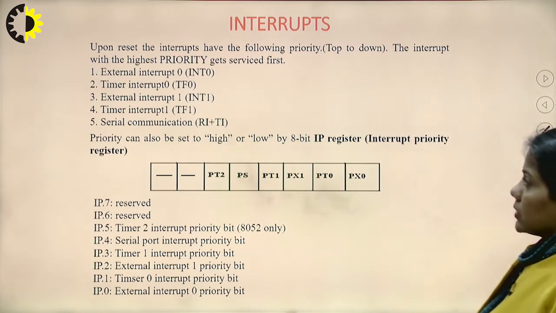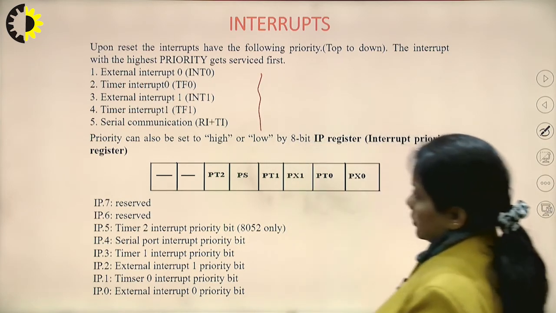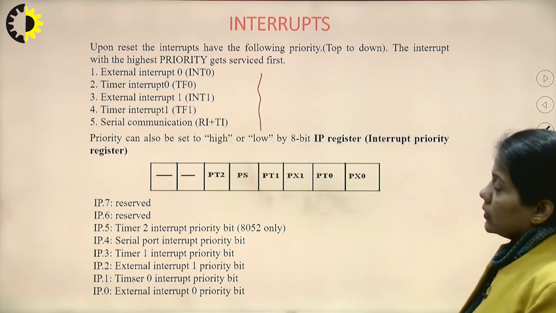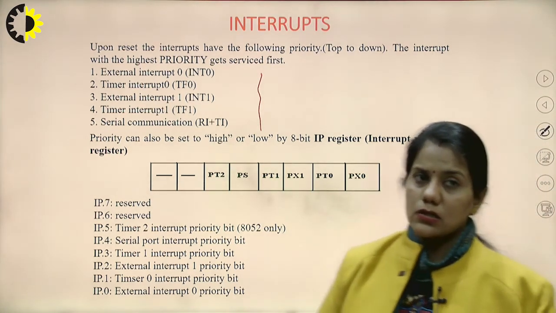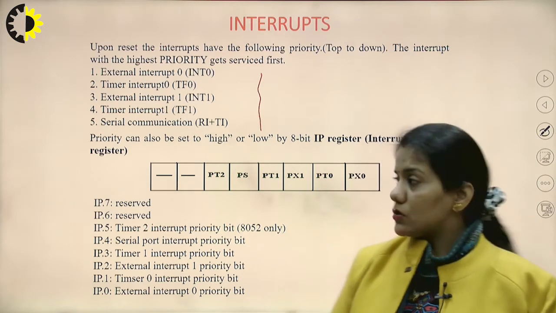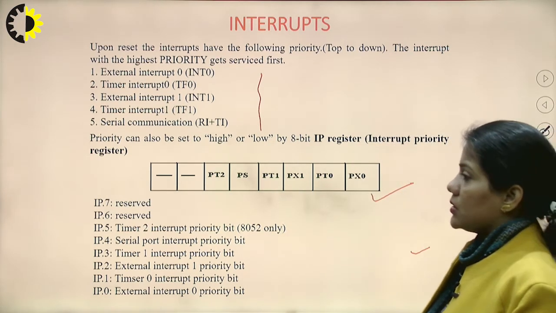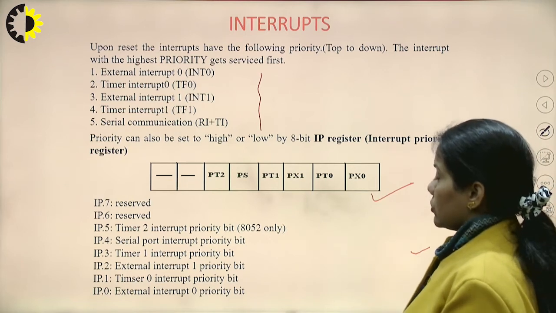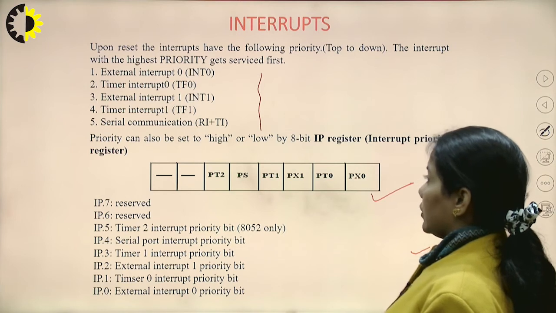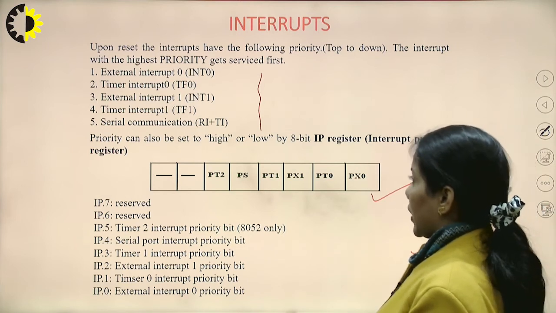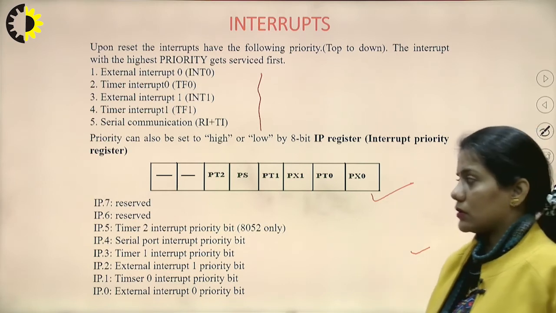Again, we can also set the priority. This is the default priority of the interrupts, with external interrupt 0 having the highest priority. So basically the interrupt that has the highest priority is serviced first, and so on. Now this is the register in which the priorities can be set by the programmer. We can use this register by setting high or low for particular interrupts to prioritize them. This is known as the interrupt priority register.